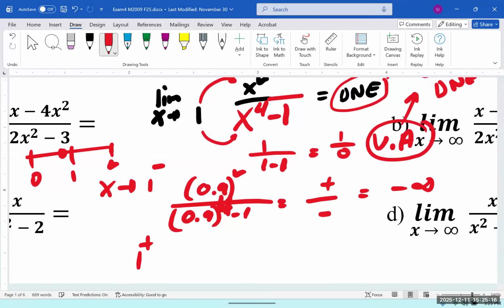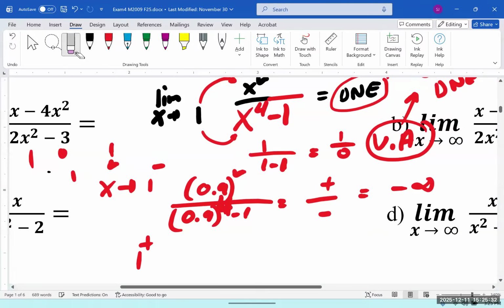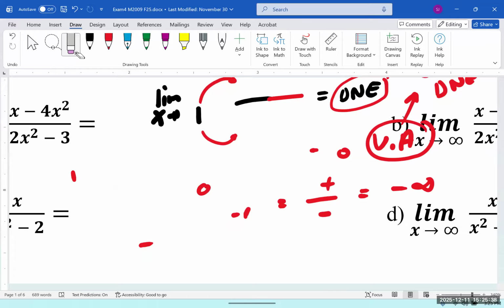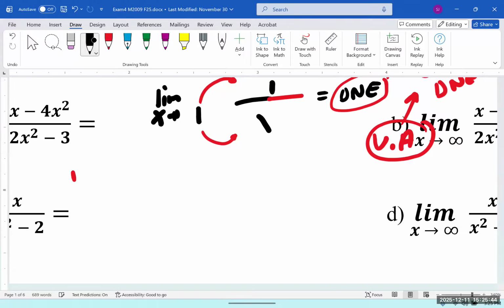From the right side, 1.1. We still have positive. So it's a bad example. I wanted to give you something that actually has an infinity. 1 over x squared. I got it. Yeah, I got a good one. A very easy one, okay? We don't have to think hard. 1 over x squared, and our limit is going to 0.